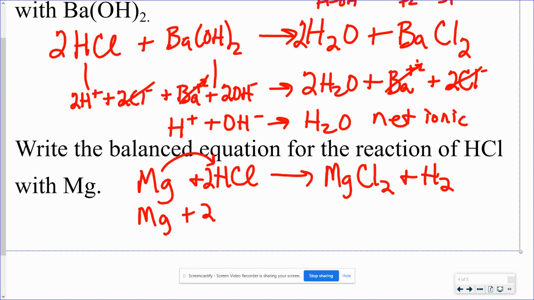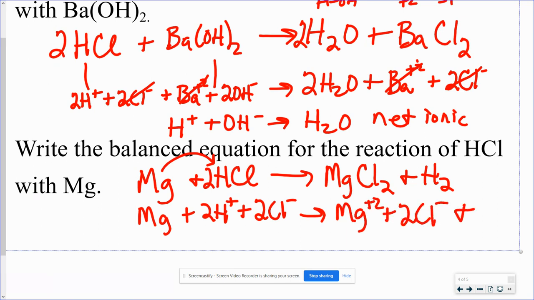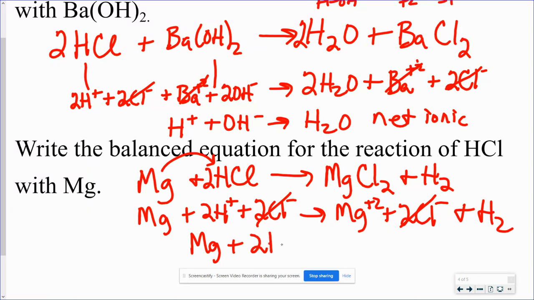To write the complete ionic, the HCl, again, is split up, and magnesium chloride is soluble. So then our Cl- cancel. So we end up with Mg plus 2H+ goes to Mg2+ plus H2.